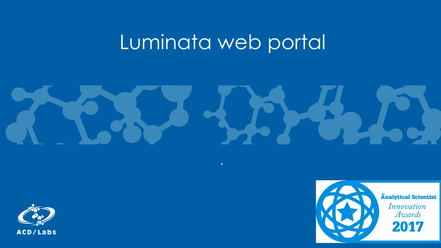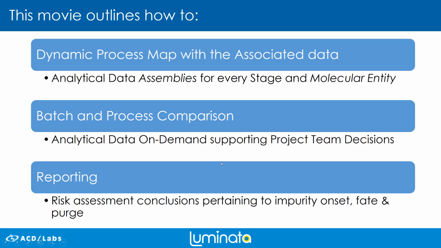Welcome to ACD/Labs Luminata, the web portal. This movie outlines how to view the dynamic process map with the associated analytical data by assembling analytical data for every stage and molecular entity, batch and process characterization, analytical data on demand to support project team decisions, and lastly, reporting your database record for risk assessment pertaining to impurity onset, fate, and purge.